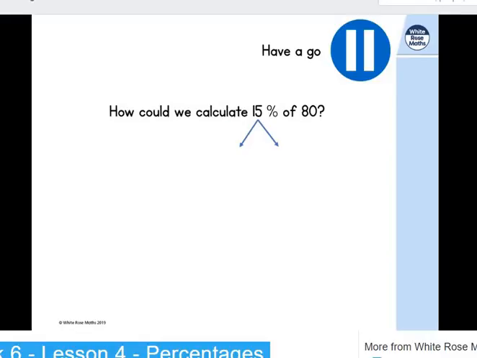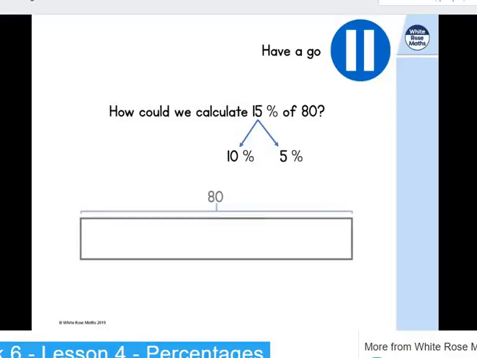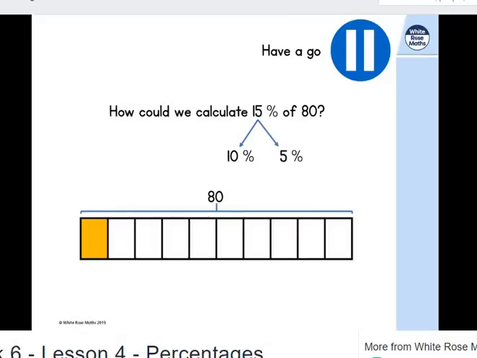Let's think about this 15%. We're quite confident we've calculated 10%, but we haven't thought about 5% yet. Let's get our whole, and 10 equal parts, and each part represents 10%. Well, 10% of 80 is going to be 8. So we can do the same for the rest of them.